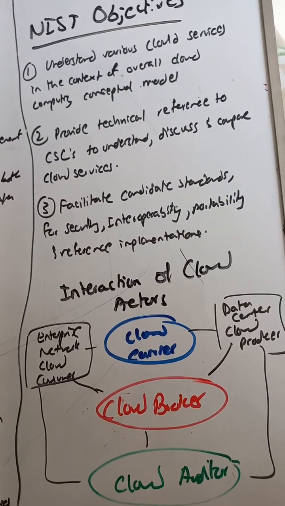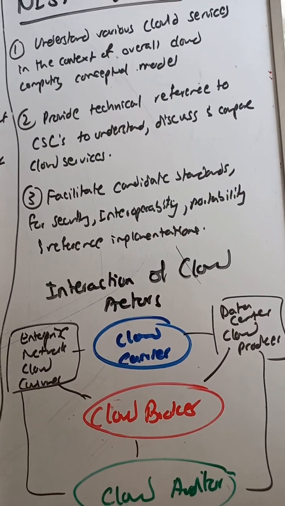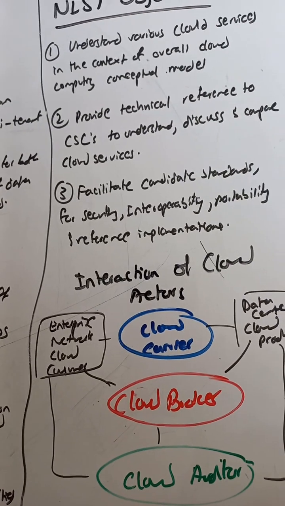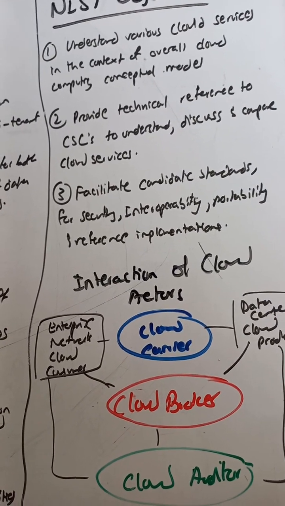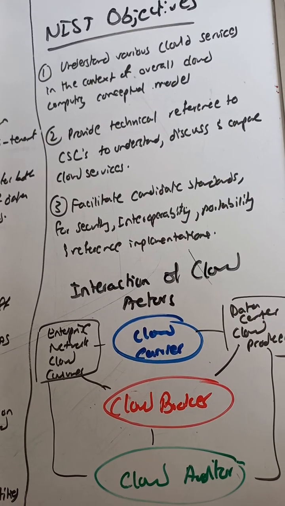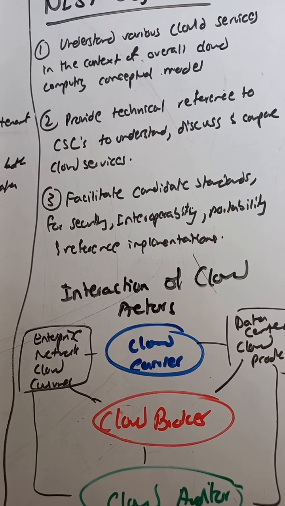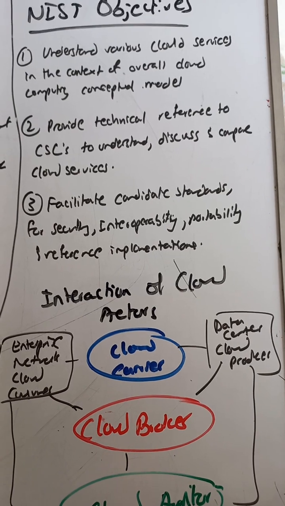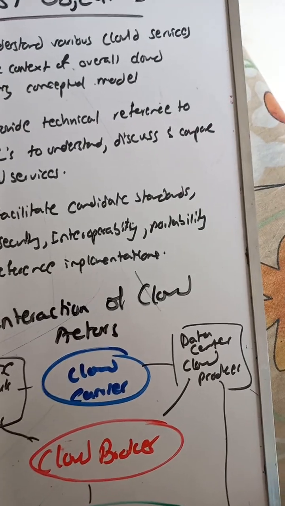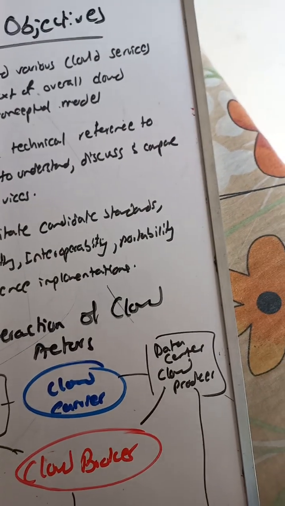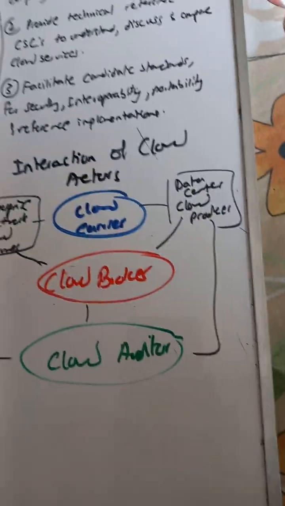And the third is to have candidate standards for your cloud computing service, which means that you want to have interoperability, you want to have portability, and you want to have reference implementation. Interoperability basically means that you can use this cloud service on any platform, on any OS, on any programming language as you want. Then you have interaction of cloud.